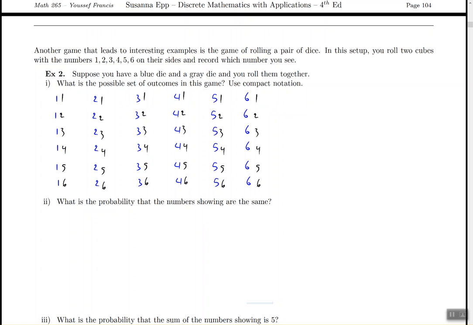So for example, if I select one, for instance this one right here, what does it mean? It means that my blue die gave me 4 and the gray die gave me a 5. So that's what that one means, okay? On the other hand, this one over here would be a 5 on the blue die and a 4 on the gray die, and so on, okay? So that's pretty much all the possibilities for this experiment or for this game, okay?